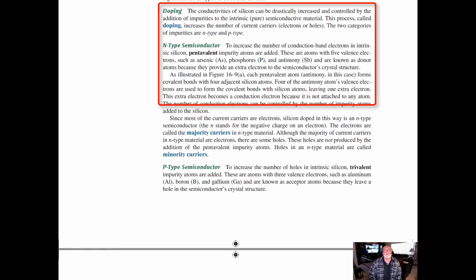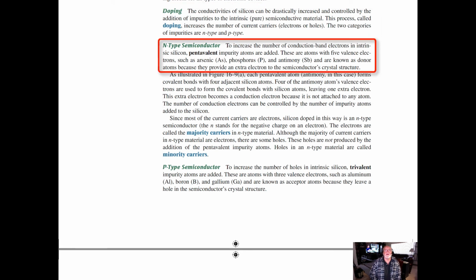The conductivity of silicon can be drastically increased and controlled by the addition of impurities to the intrinsic pure semiconductor material. The process, called doping, increases the number of current carriers, electrons and holes. The two categories of impurities are N-type and P-type. The N-type semiconductor increases the number of conduction band electrons in intrinsic silicon.